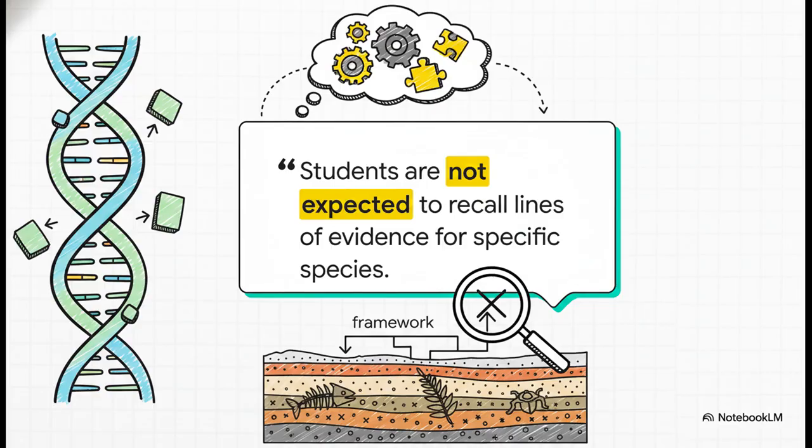Now, if you're looking at all these pillars and feeling a bit overwhelmed, I want to reassure you. Consider this explicit boundary statement from the standard. Students are not expected to recall lines of evidence for specific species. So, take a breath. You don't need to memorize endless trivia about the exact DNA sequence of a fruit fly or the specific fossil layers of a horse. What matters is that you conceptually understand how this evidence supports the claim.